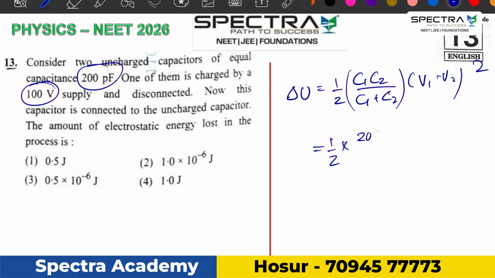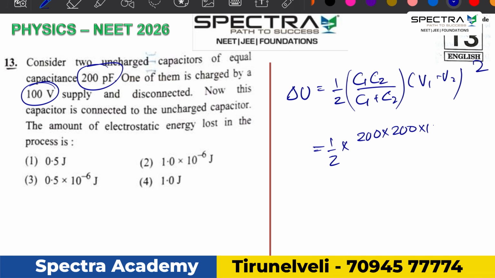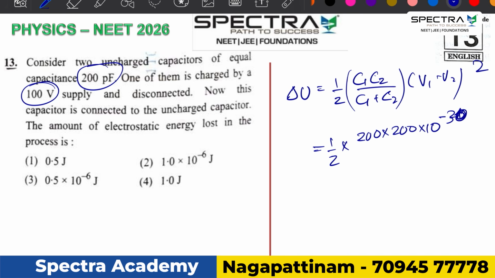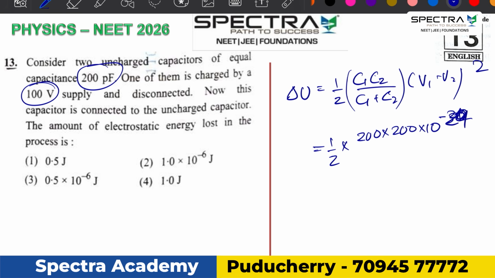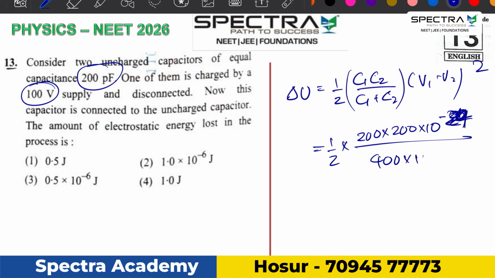So 200 into 200 picofarad. Pico means 10 power minus 12, 10 power minus 12, so 10 power minus 24 divided by C1 plus C2, that is 400 into 10 power minus 12, into V1 minus V2 whole square.